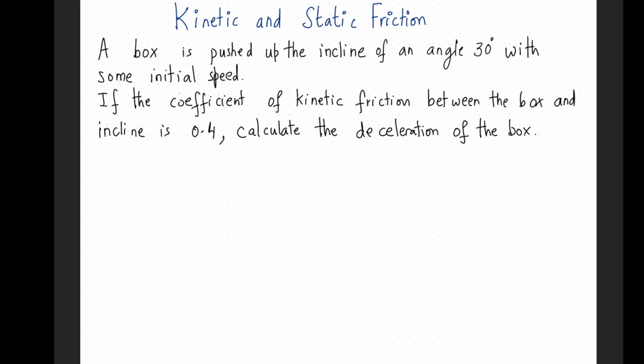This is another problem. Let's look at this. A box is pushed up the incline of an angle of 30 degrees with some initial speed. If the coefficient of kinetic friction between the box and the incline is 0.4, calculate the deceleration of the box.